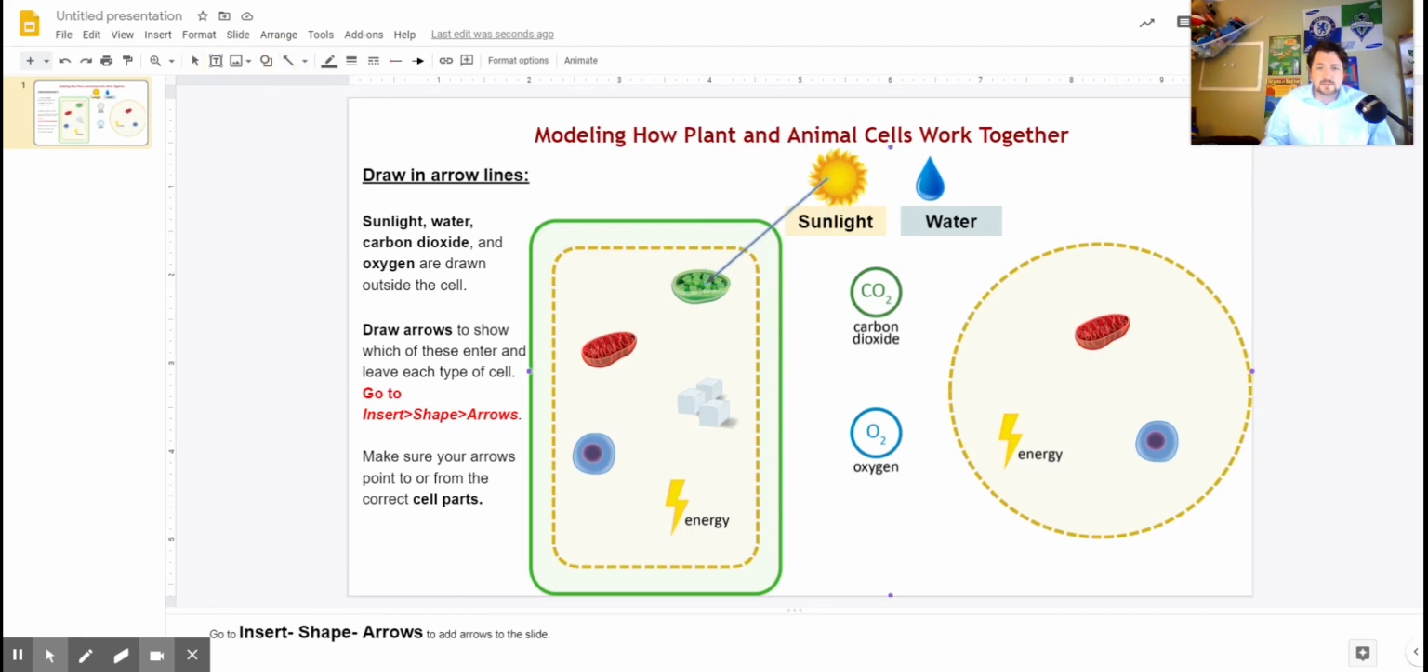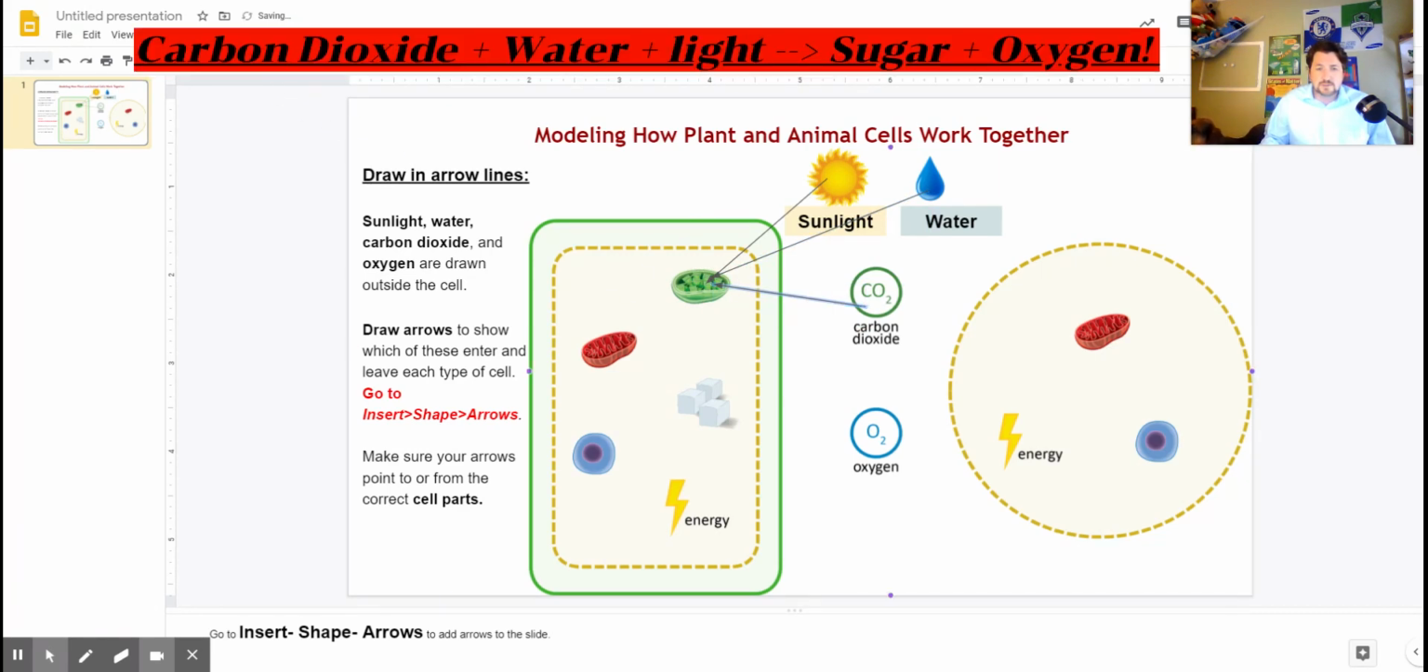this water and CO2 to make sugar. What it uses that sun energy for is to take apart the atoms in water, take apart the atoms in carbon dioxide, and put them back together to make this simple sugar, the simple carbohydrate.